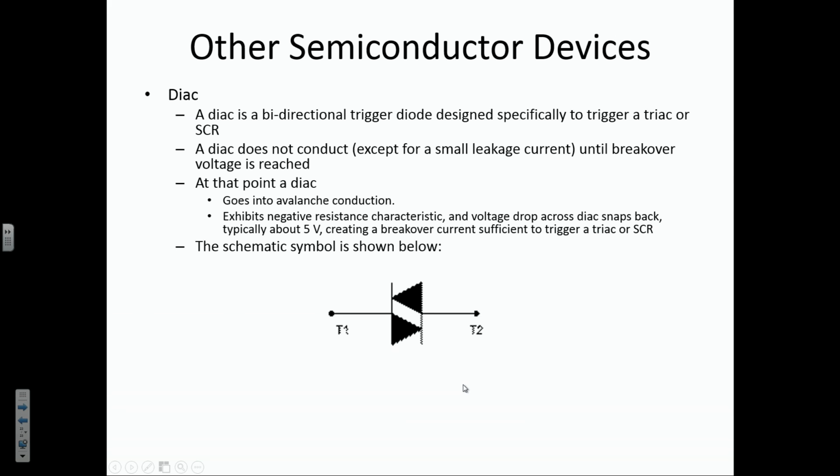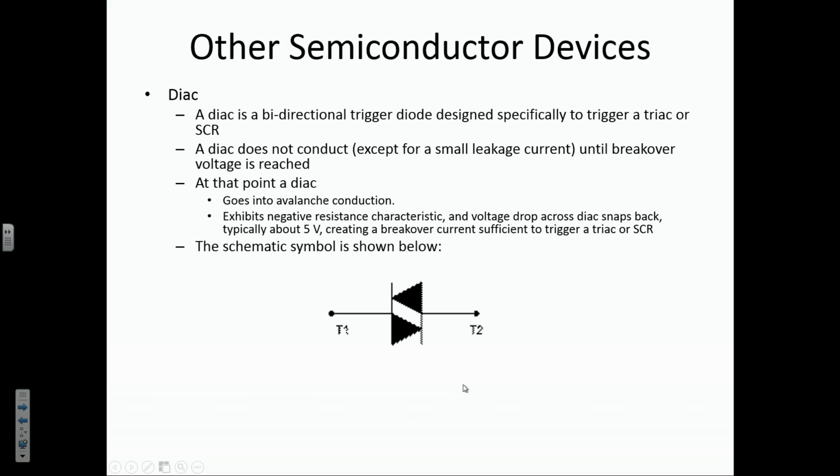Another device is called a diac, and a diac is a bidirectional trigger diode. So again, it is a diode designed specifically to trigger a triac or an SCR. Triacs and SCRs were on the last couple of slides. So how do we trigger those when they're acting as switches? A diac does not conduct except for a small leakage current until the breakover voltage is reached. At that point, the diac goes into avalanche conduction, and it exhibits negative resistance characteristics, and the voltage drop across the diac snaps back, typically about 5 volts, creating a breakover current sufficient to trigger a triac or SCR.